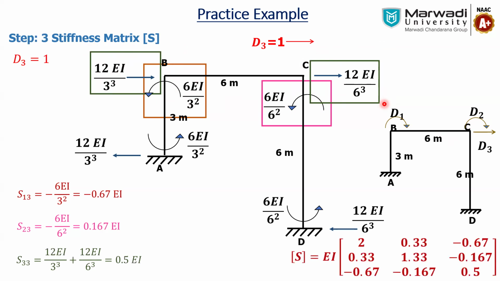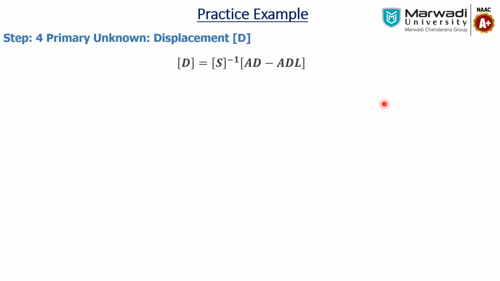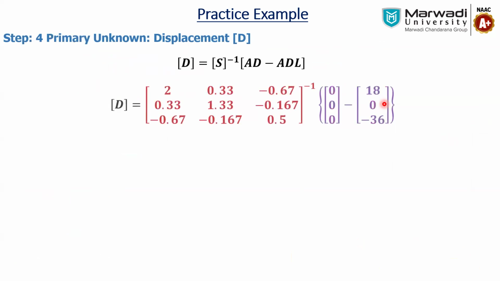So this matrix we have to use for the further calculation. That is D equal to S inverse (AD minus ADL). We have to do the inverse of this matrix, and that is going to multiply with minus 18, 0 and 36. So the final answer will be 1 by EI times 26.74, 7.21 and 110.24.